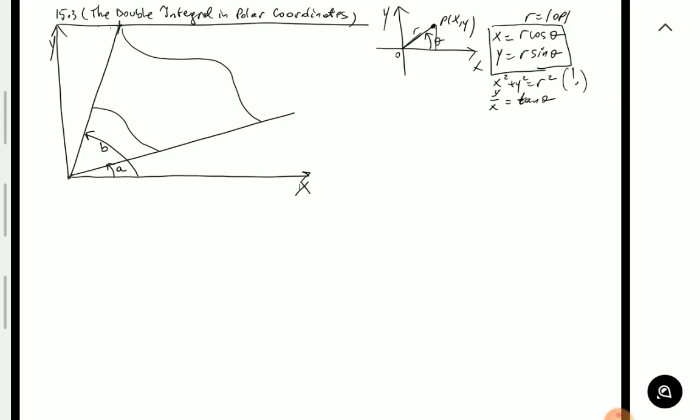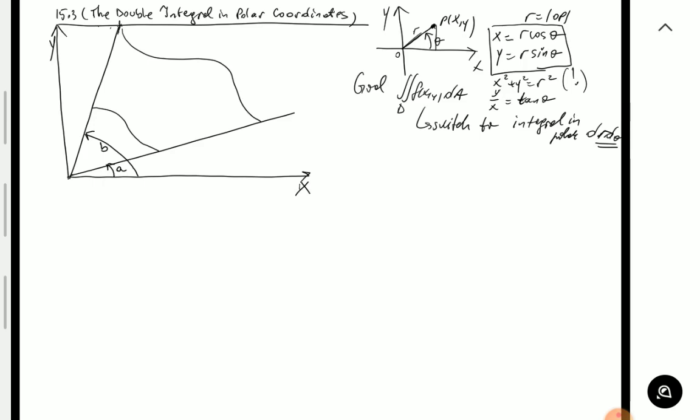These two are related to these substitutions from Cartesian to polar coordinates. So the goal, like I said, is to start with a double integral in Cartesian coordinates, and switch to an integral in polar coordinates. That means you're going to have something like dr d theta, an integral in terms of the new variables r and theta.